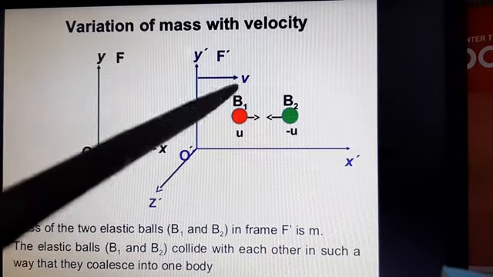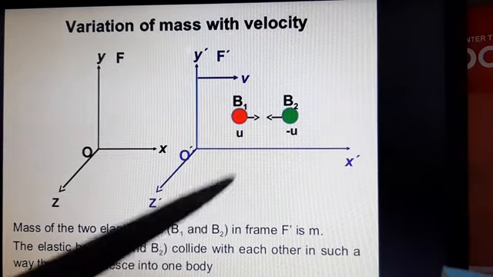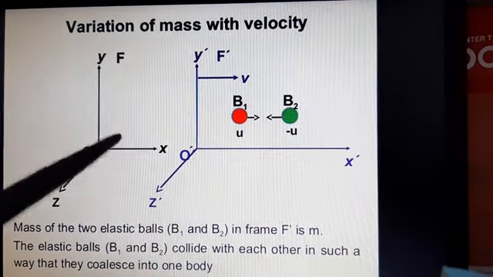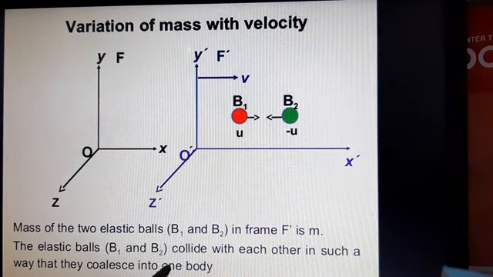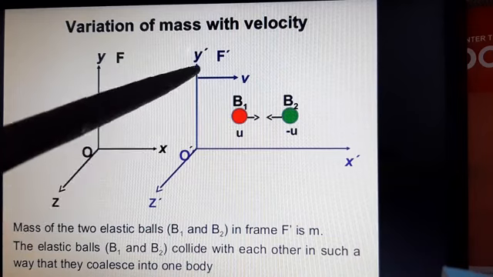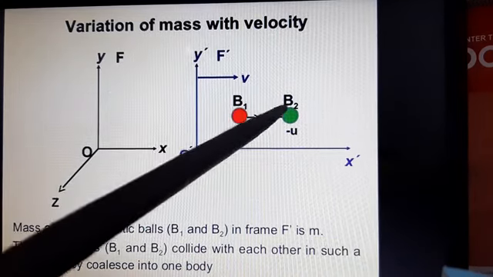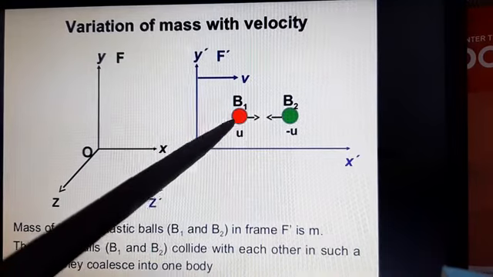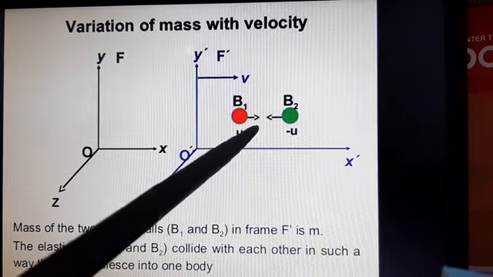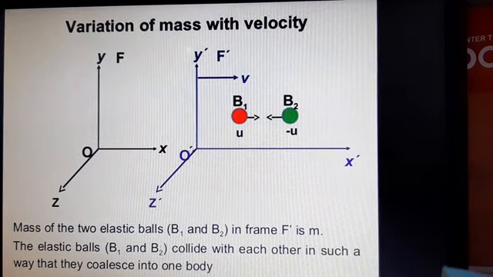But what is the observation in the F frame? It is not clear here; I will clarify in the next slide. I have written these lines only with respect to the F dash frame. It means the person moving with velocity v says that the balls have the same masses and the same velocities, but they are approaching towards each other. This is the observation of the observer in the F dash frame.